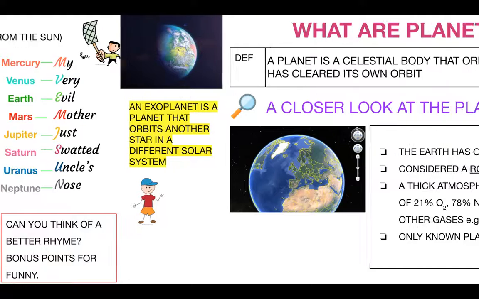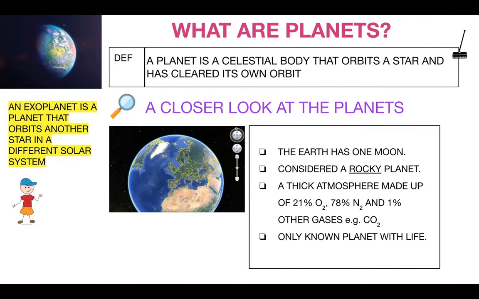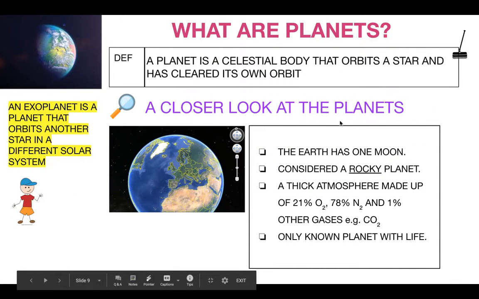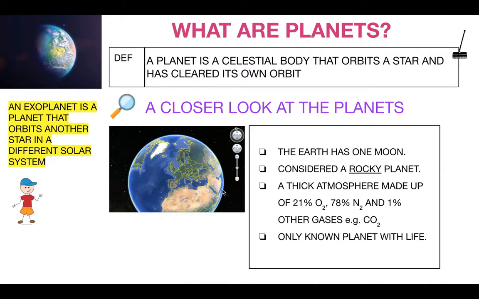I've talked about that, and now there's a few characteristics of each of the planets. If we talk about the Earth, for example, the Earth has one moon. We know that it is considered to be a rocky planet. In fact, the first four planets, Mercury, Venus, Earth, Mars, are all rocky planets. That means that they are primarily made of rock. They have a rocky surface.